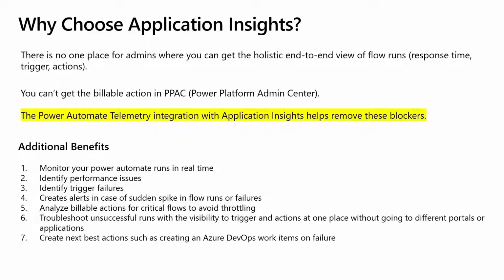This is where this integration comes into the picture. It helps remove these blockers. In addition, you have some other benefits. You can monitor your flows in real time. You can identify performance issues. You can identify trigger failures. You can create alerts. You can analyze billable actions for critical flows. You can troubleshoot unsuccessful runs with the visibility to triggers and actions in one place. You can create next best actions, such as creating a DevOps work item in case of failures.